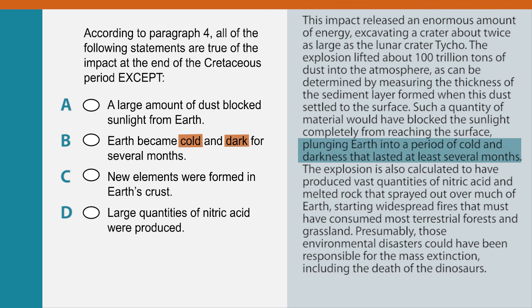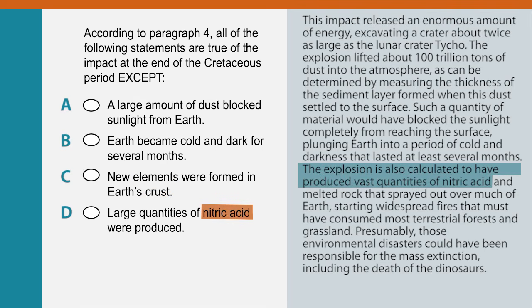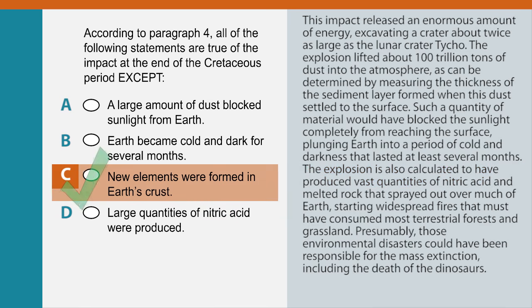Choice B is here, where it talks about the cold and darkness. There's nothing in the paragraph that talks about new elements or the Earth's crust, so choice C looks like it might be the answer. For choice D, we found that information here, where it talks about nitric acid. So choice C is our answer.